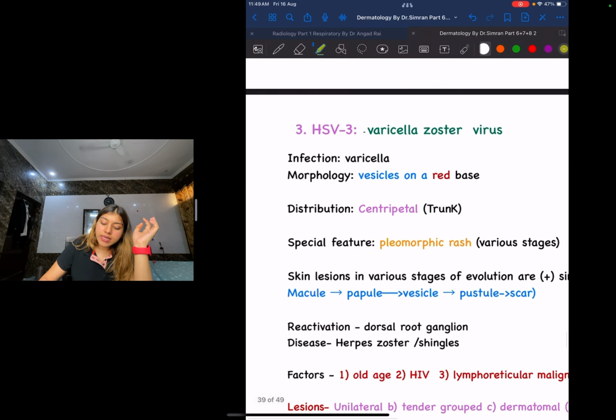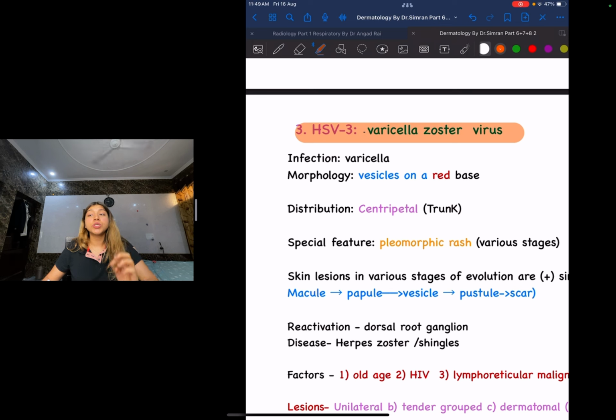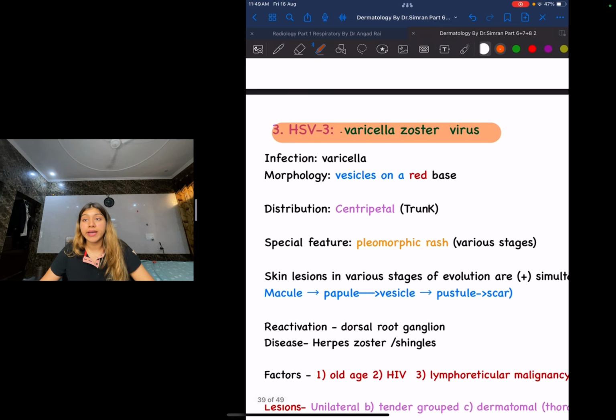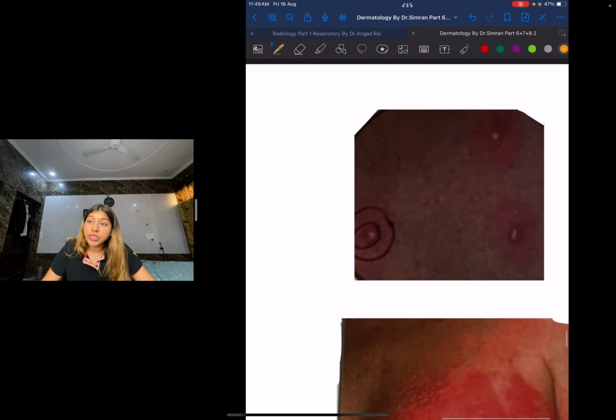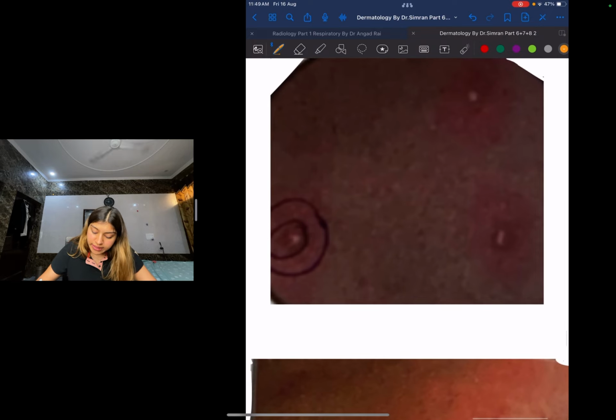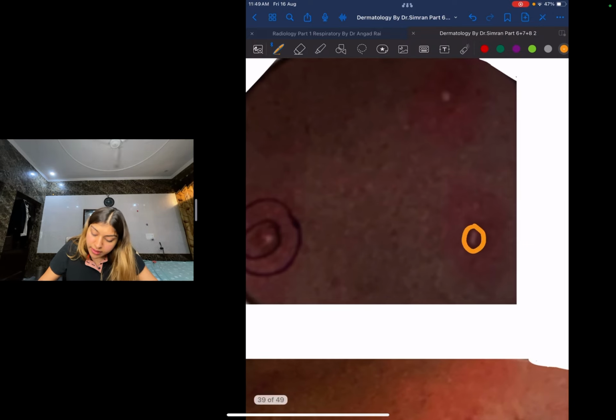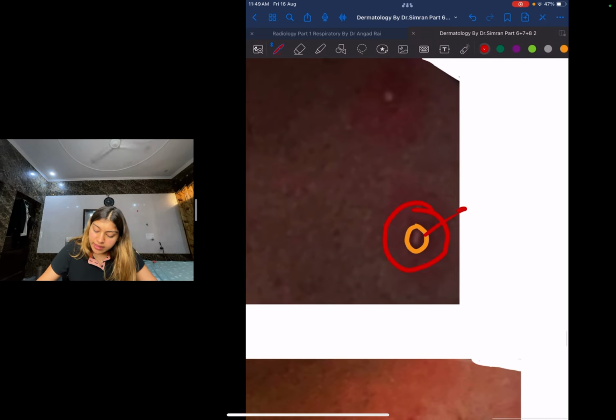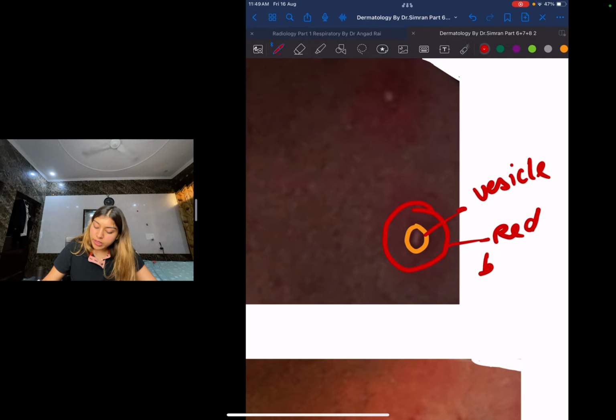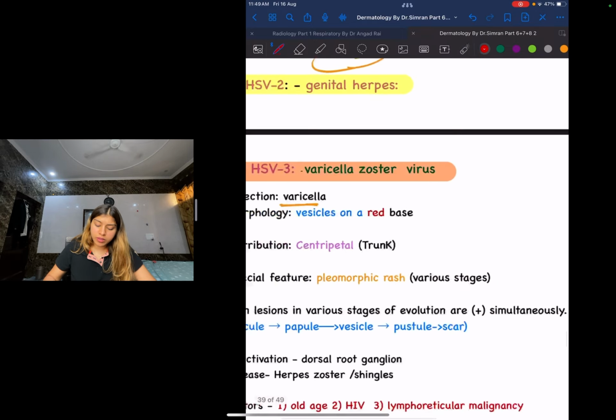Now guys, let us move on to this very interesting topic, HSV3, also called varicella zoster virus, or varicella. What is the morphology, guys? These lesions are going to be vesicles, okay? I hope you can see this vesicle. This vesicle is present on a red base. This is going to be the lesion of your varicella zoster.